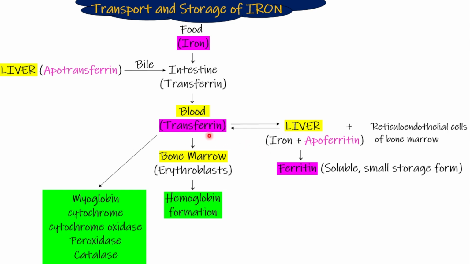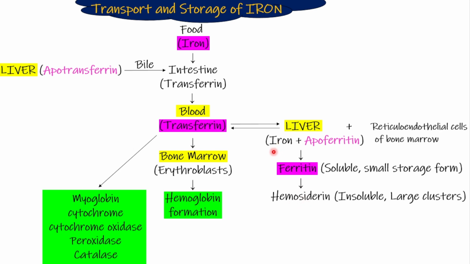Now, transferrin is the form in which the iron is transported, whereas ferritin is the form in which the iron is stored. Now, this ferritin is a soluble, small storage form. If the amount of iron exceeds the amount of apoferritin, this means that we have additional iron. This additional iron will be stored in the form of hemosiderin.